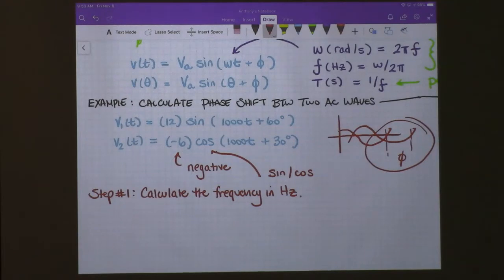And the reason why I want to know what the period is is because I want to get this phase shift. I want to get the phase shift in radians, in degrees, and I also want to figure out what the actual time difference is between the two zero crossings. So if I don't know what the frequency is in hertz, I won't know what the period is, and that means that I won't be able to put this in terms of time.